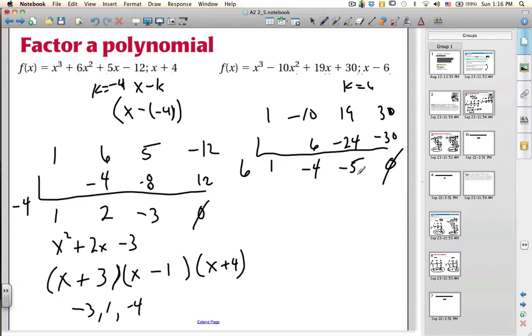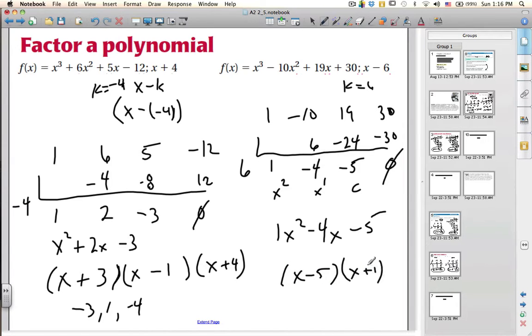This is a quadratic function, a remainder of 0, so this is my constant. This is x to the first. This is x squared. So I have 1x squared minus 4x minus 5. Factors of 5 are the difference of 4. Okay, that's great. This is x minus 5 times x plus 1, using the same rationale I did in this problem. And then the original factor that they gave me was x minus 6. If I wanted to solve, my solutions are 5, 6, and negative 1.